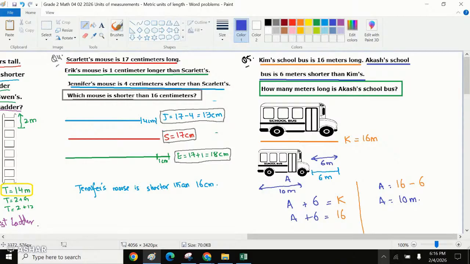Do we agree? Yes, Valerie. 16 minus 6 is 10 meters. Thank you, Valerie.